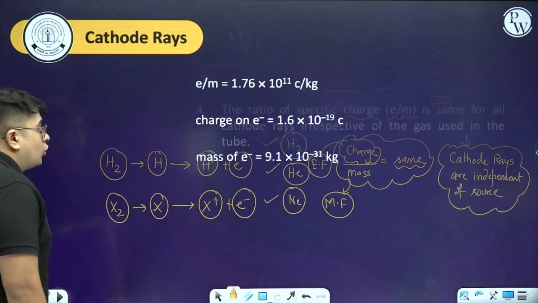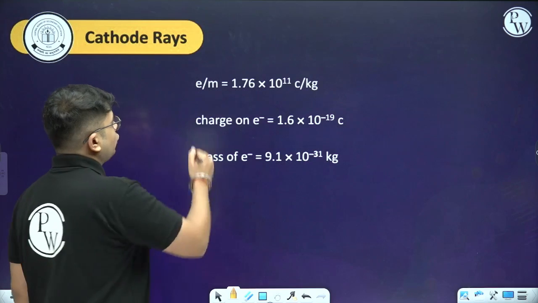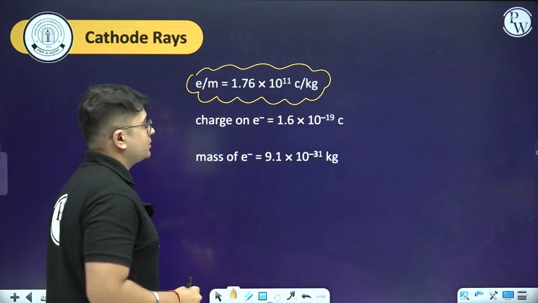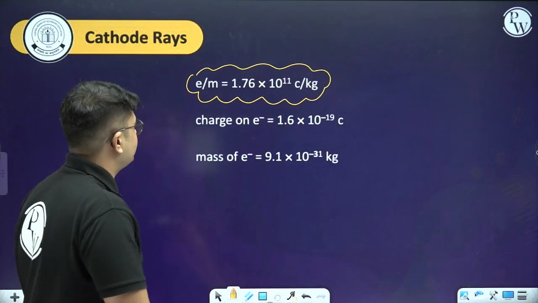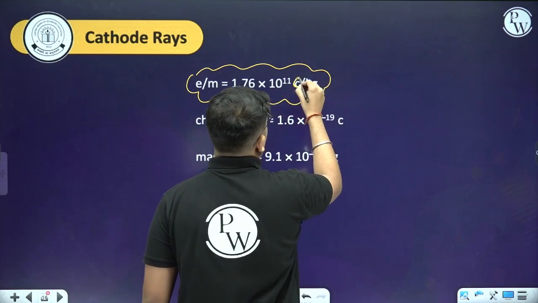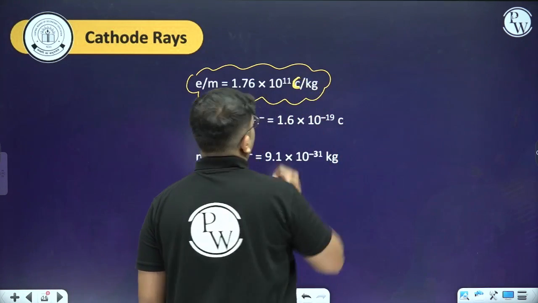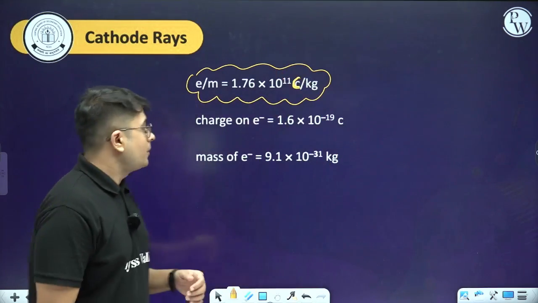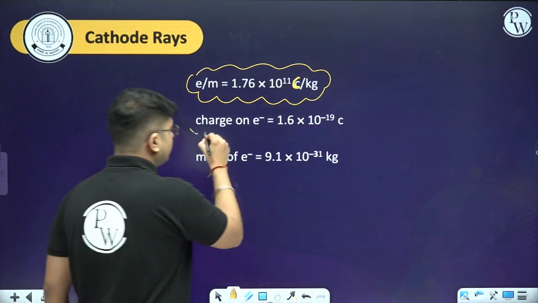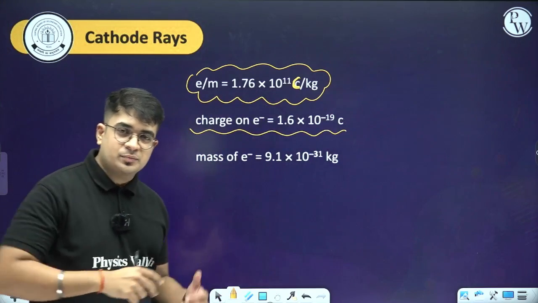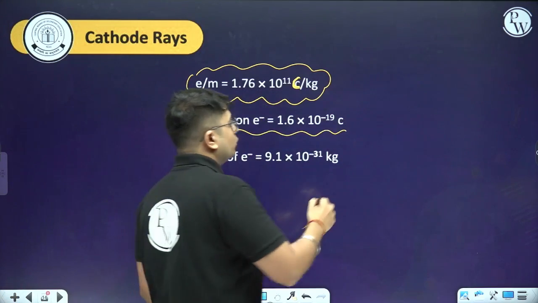Now the next part is, if we talk about this e by m ratio, we got the value as approximately equal to 1.76 multiplied by 10 raised to the power 11 C/kg, Coulomb per kilogram. First part was from the electric field, the next part was from the magnetic field. Now this part was explained after Millikan's experiment.